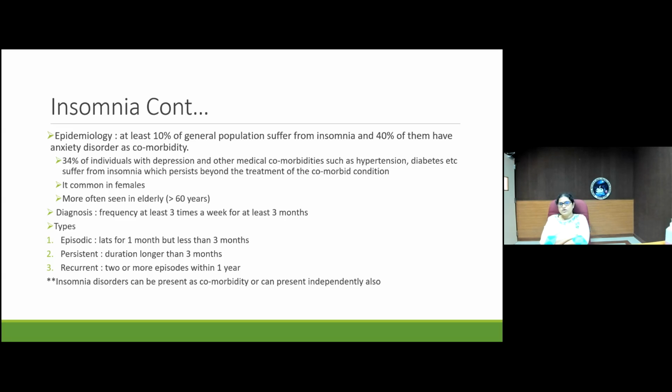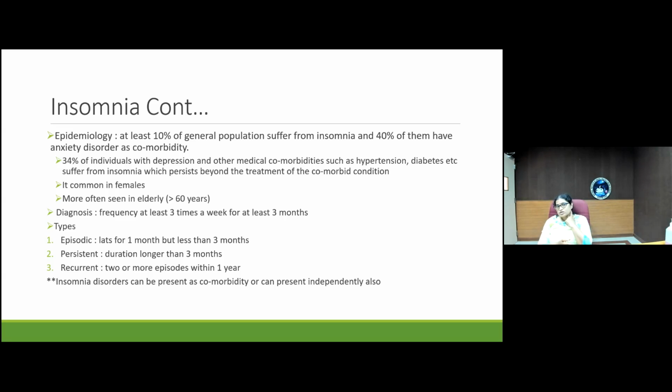Episodic is when the insomnia lasts for 1 month, but less than 3 months. Persistent, duration is longer than 3 months. Recurrent, wherein an individual has had 2 or more episodes within a total period of 1 year.